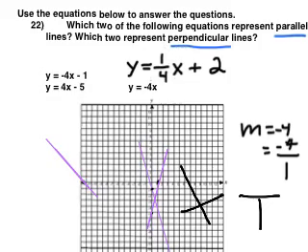Or which one line was it? Yes, that was the line. It's got to be more on this angle. So that is not the one that's perpendicular.